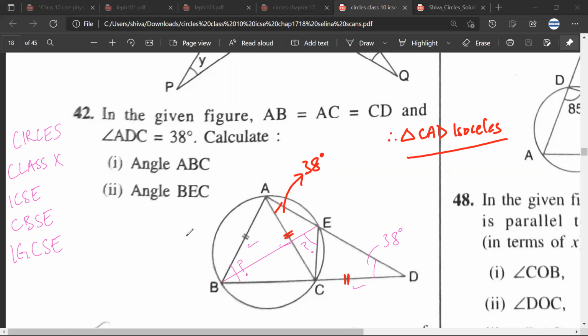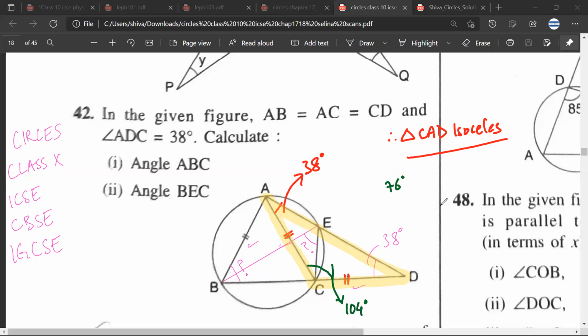So then we have been given two angles. So therefore, we can find the third angle, angle ACD. So angle ACD would be 104 degrees. Let us consider this triangle ACD. In this triangle, we now have two angles, 38 and 38, which is equal to 76 degrees. So we are left with this angle, which will be equal to 104 degrees. Am I correct? Yes. Okay. What next?